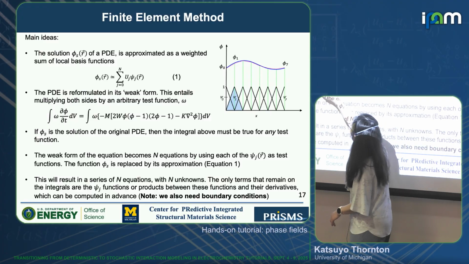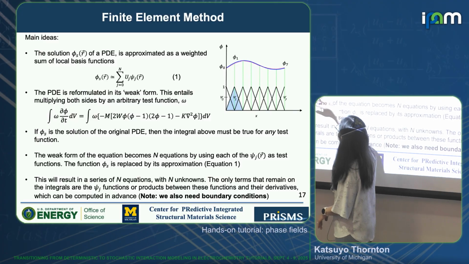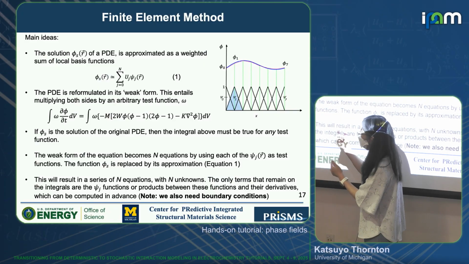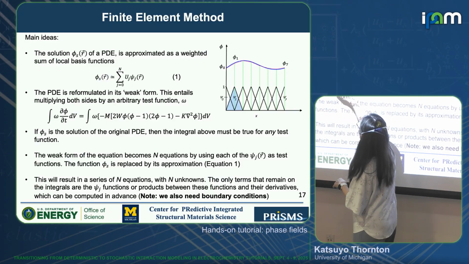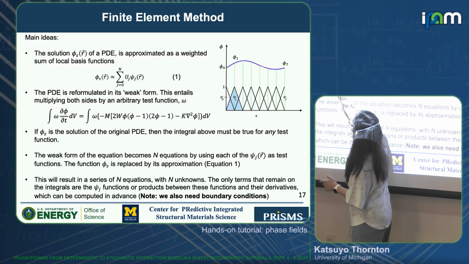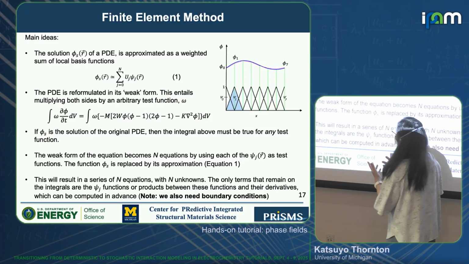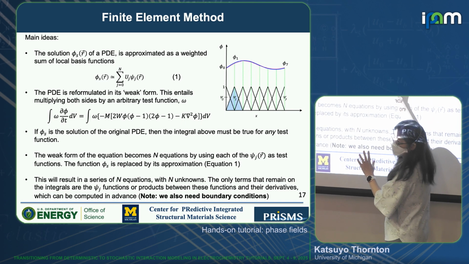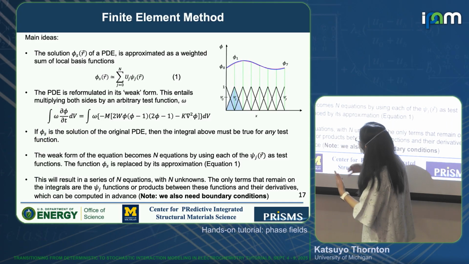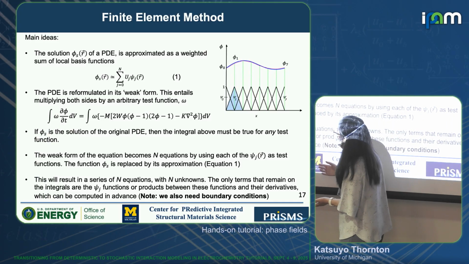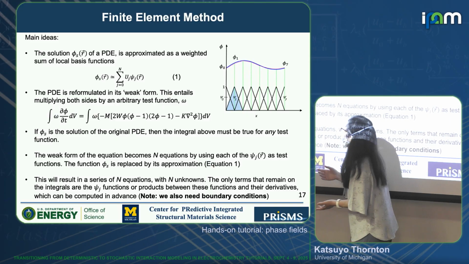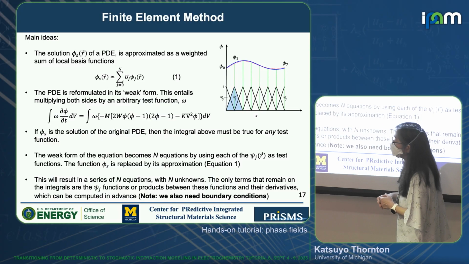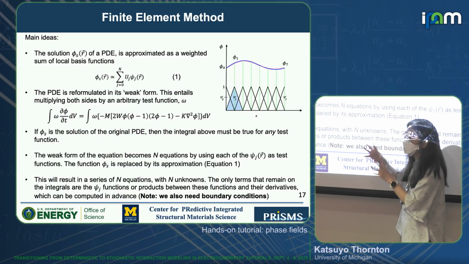You have the partial differential equation, and then you multiply the partial differential equation with the weight function. The weight function could be the same function as the basis function, but it doesn't have to be. Basically you use that to discretize the continuous equation, and you integrate it.